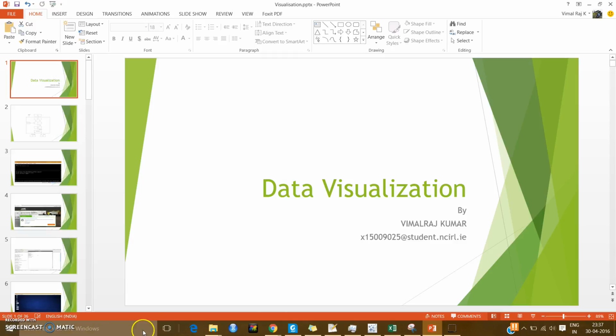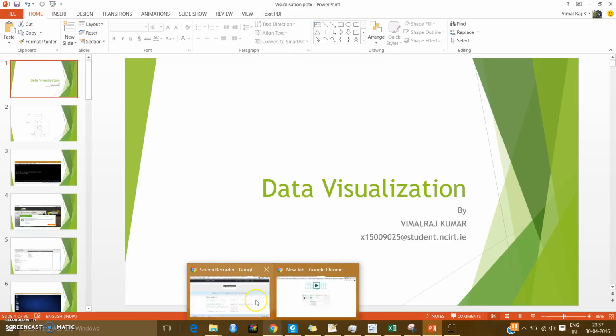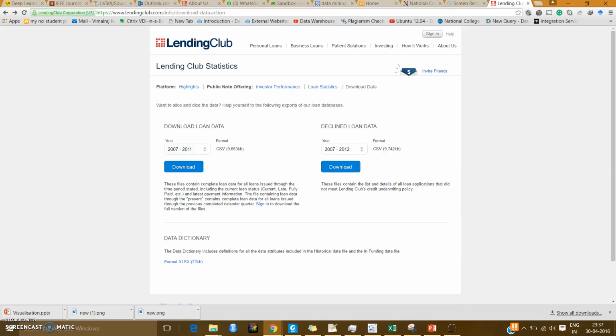For this, I have used a data set from Lending Club. They lend loans online and they don't have any infrastructure, so they maintain all the data, and they have provided data online through this website for different durations of years. Here you can see that data has been given from 2007 to 2015. It's for both loan data as well as decline data.